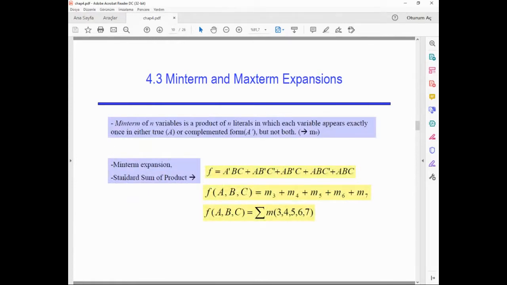Min term expression means standard sum of products. What does it mean? What is the sum of products?